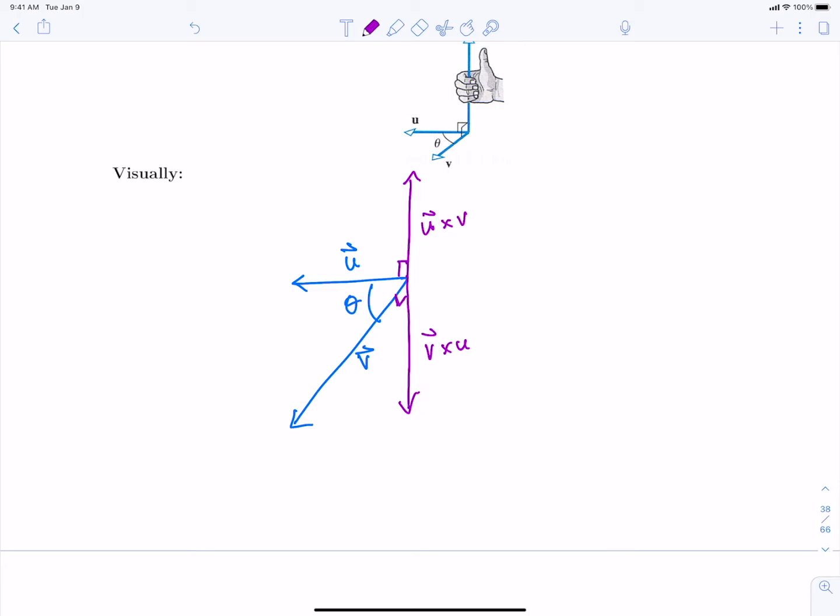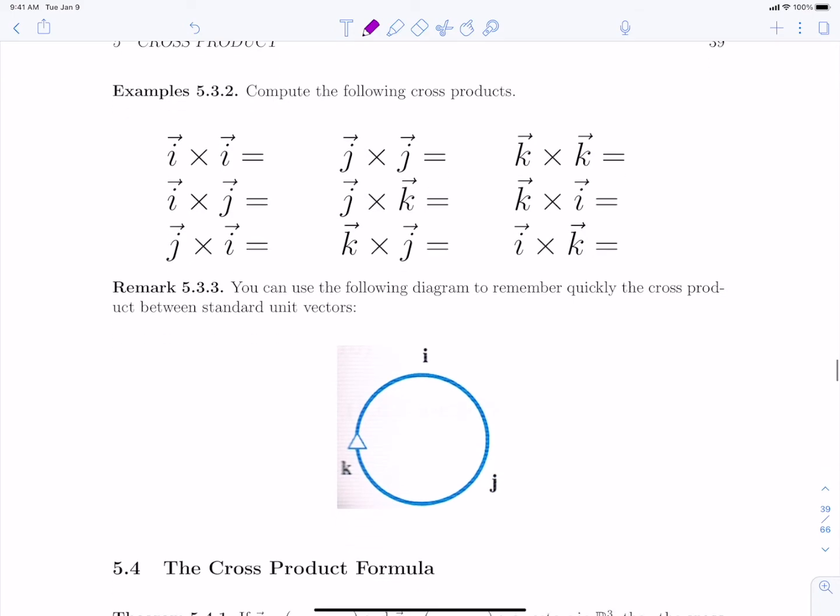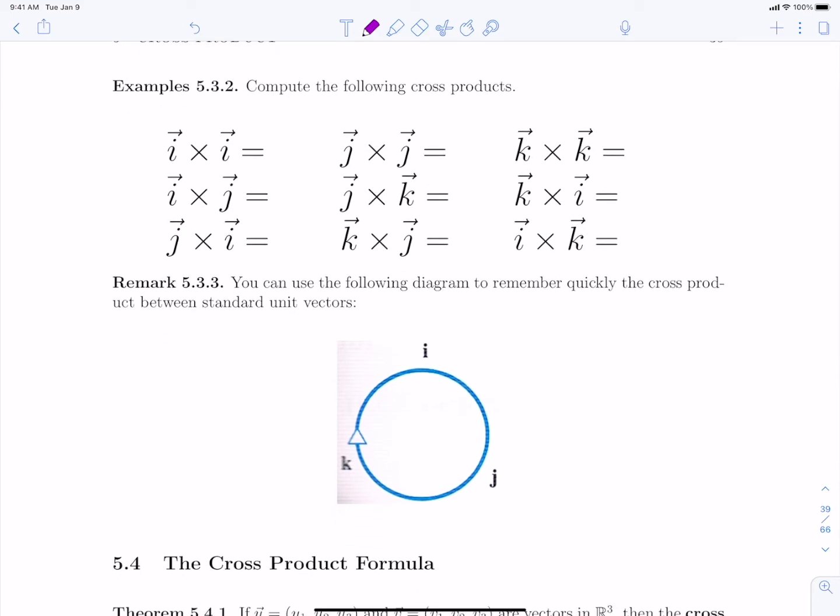Bearing in mind that we would be looking at this in 3 dimensions, I just want to emphasize that it's not like the dot product, which gives us the same result whether I go u dot v or v dot u. We're actually going to be getting a vector in opposite directions. Now, if you recall our i, j, k vectors from before, we can go in the direction of the circle to remember quickly the cross products of these standard vectors.